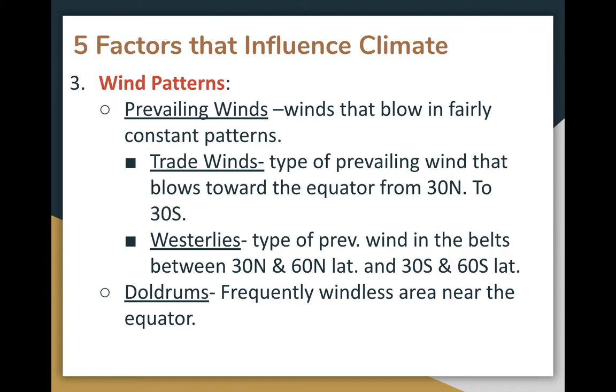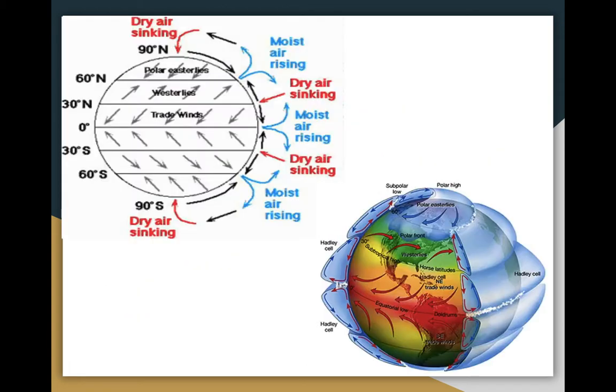And then you have the doldrums. Doldrums are mostly windless areas, usually near the equator. A lot of that has to do with the way the trade winds move, because they'll hit and then they'll die when they go towards the equator.